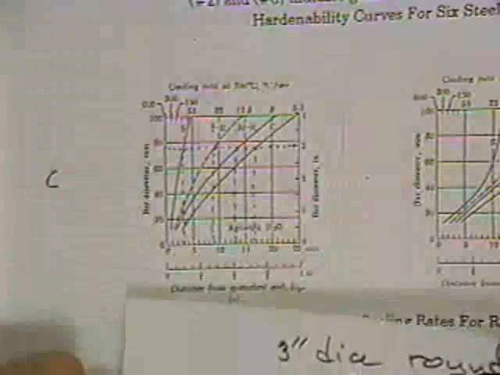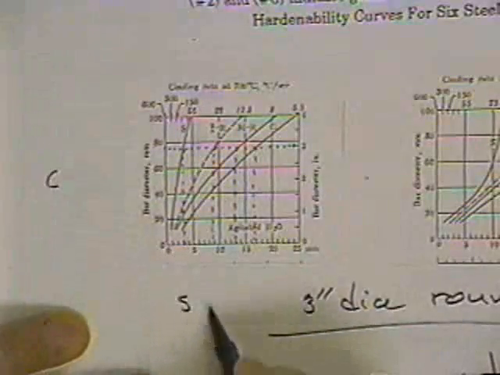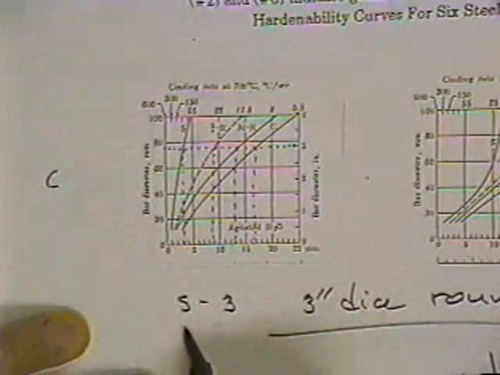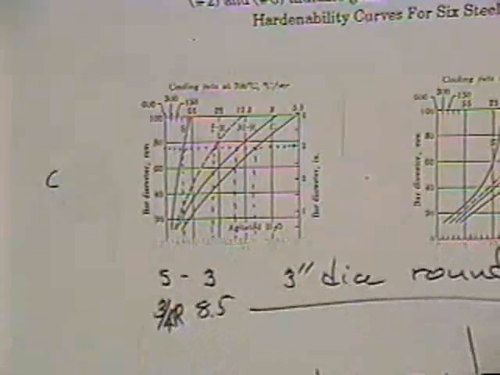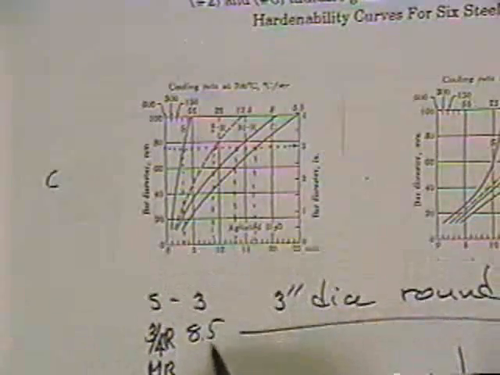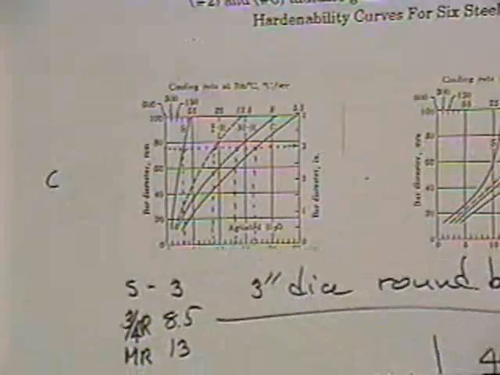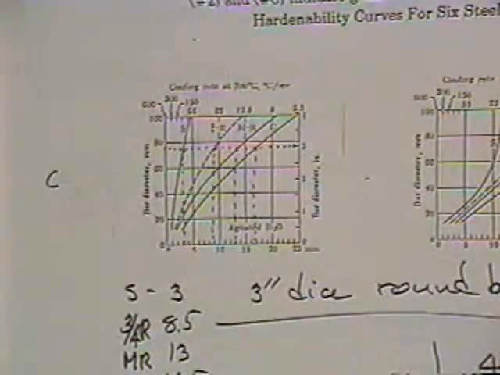So now we have these. We need these numbers. So this looks like it's at the surface, it's 3 millimeters. At the 3/4 radius, it's 8.5. At the mid radius, it looks like it's 13, and at the center, it looks like, what do you think, 16.5? 16.5. All right.